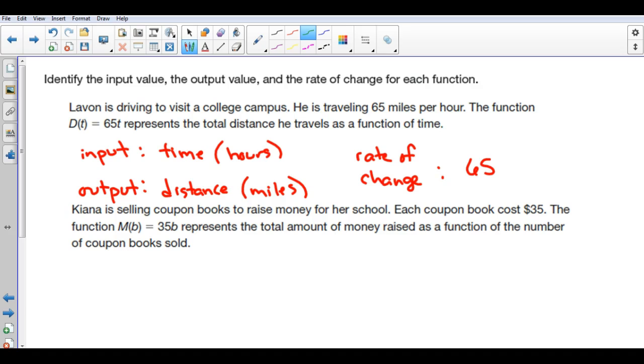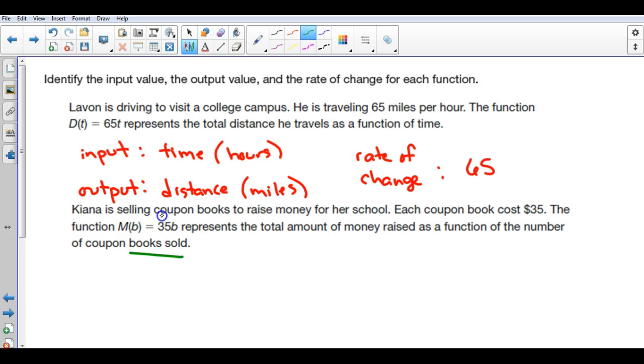All right, next one. So Kiana is selling coupon books to raise money for school. Each book costs $35, and here's the function again. So M of B equals 35B. So they're saying that the money raised is going to be the letter M, that's our dependent quantity, and the B is going to be the number of books that she sells.